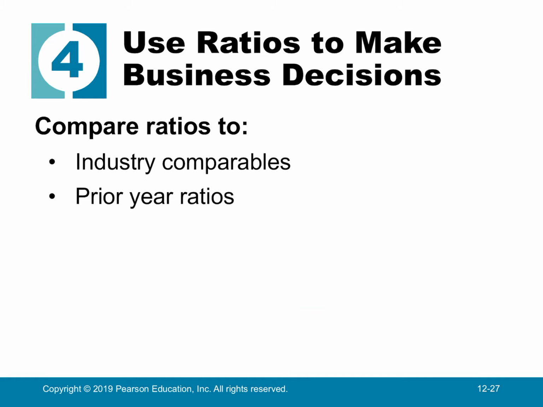We can then take ratios that we calculate for our company and compare them to previous years or to the industry, right? And see where we stand. Are we better or worse than the industry? Are we moving in a better or worse direction from year to year within our own company?